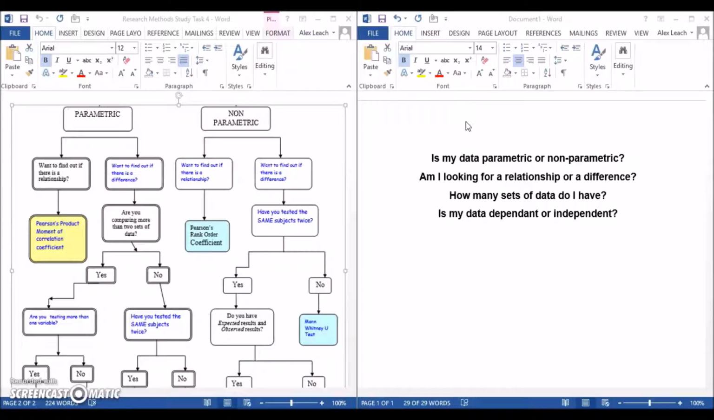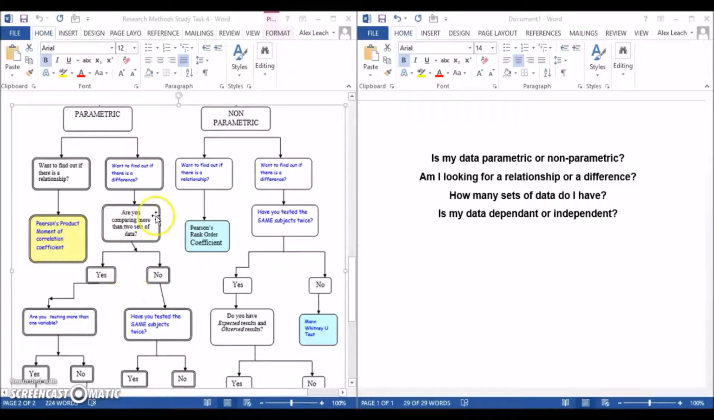Are you looking for a relationship or a difference? So that's the next question. It relates to this bit. We're looking for a difference. So your experiment was all about, is there a difference between basketball shooting and netball shooting? You're doing two different things, looking for a difference between the two of them. Therefore, you're looking for a difference.